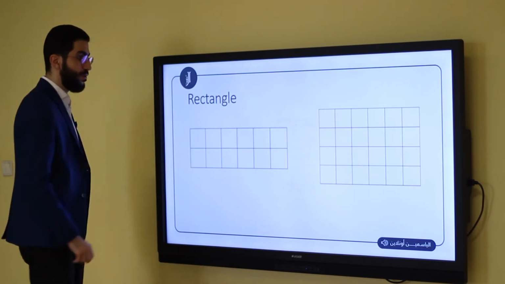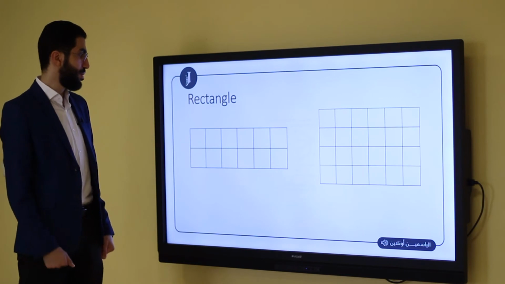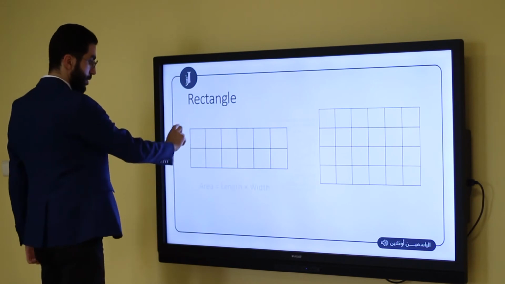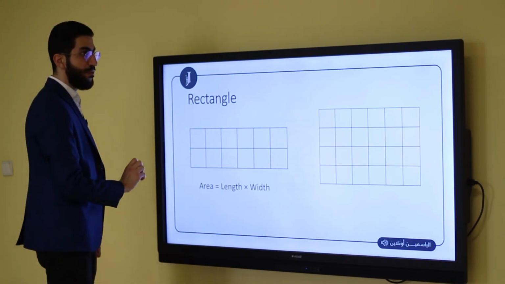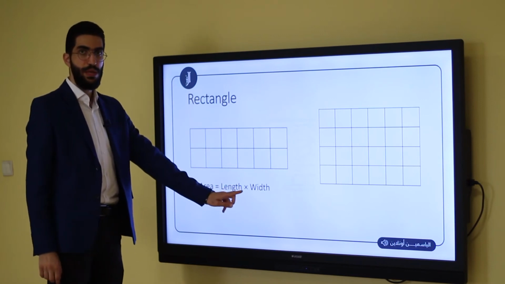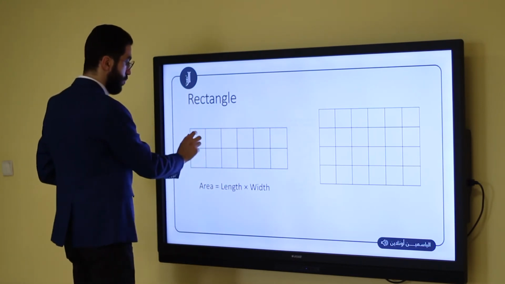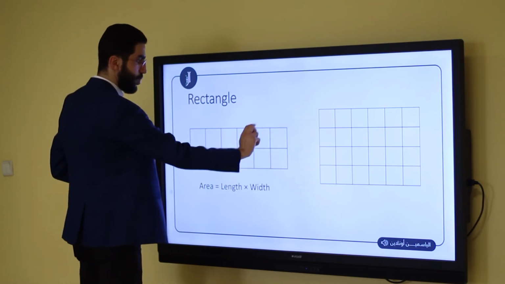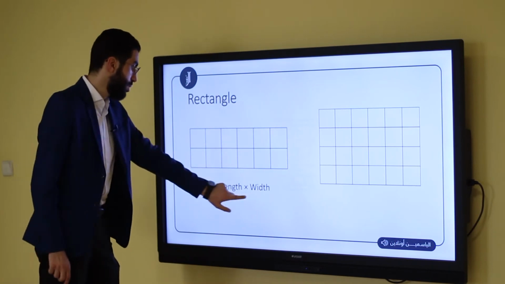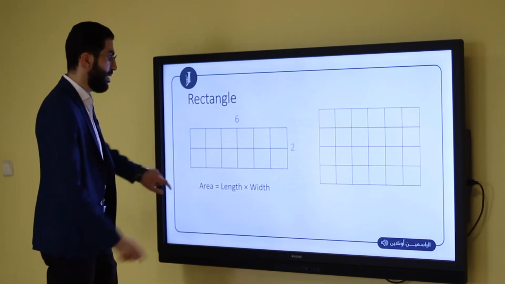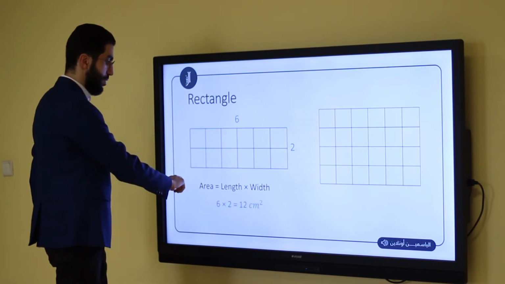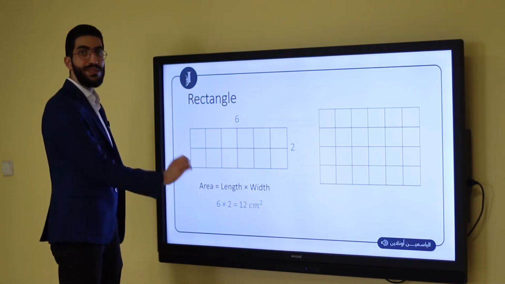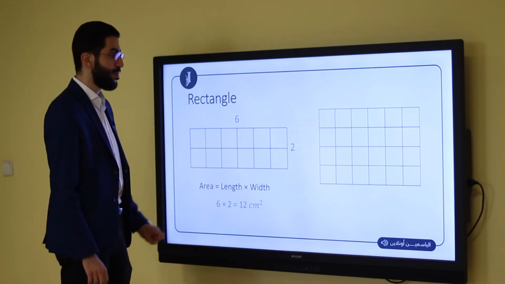It's pretty easy. So for example, let's try to solve these two examples. So here we have a rectangle here and a rectangle here. So this one, to find the area of it, the formula is length times width, okay? So what's the length of this one? We count 1, 2, 3, 4, 5, 6. So the length is 6, the width is 2. So it should be 6 times 2, which is equal to 12 centimeters squared, okay? So it should be square.